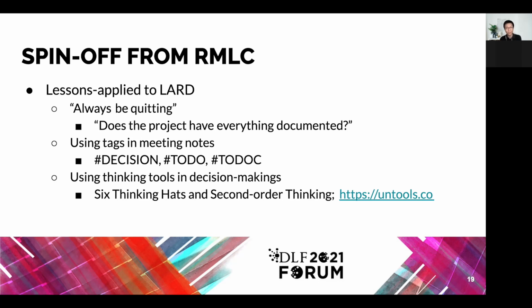And lastly, decisions in Learn are being explored further using thinking tools. I really like 6 thinking hats, which is about looking at a decision from 6 different perspectives. And second order thinking is for considering the long-term consequences of a decision. If you'd like to learn more about these, I put a link in slide 19 that will take you to a website that showcases various thinking tools.